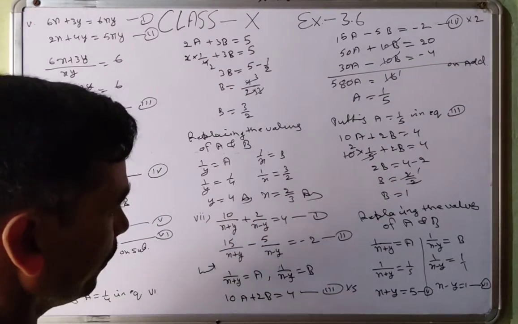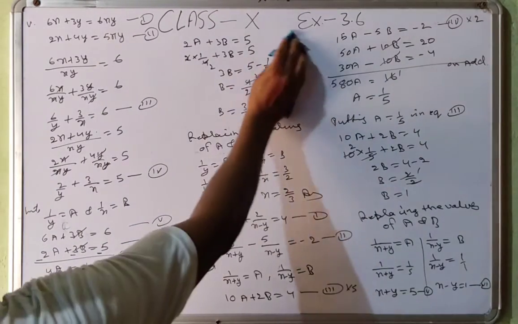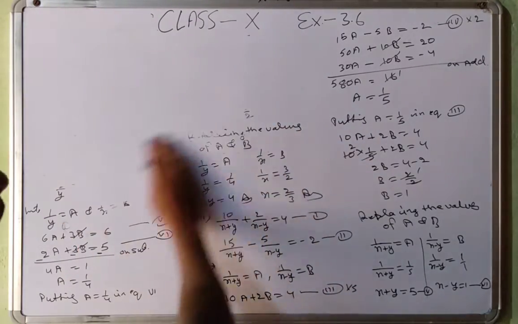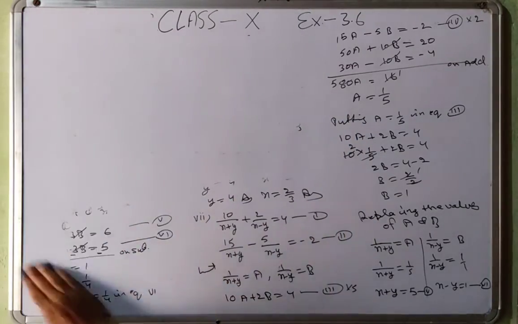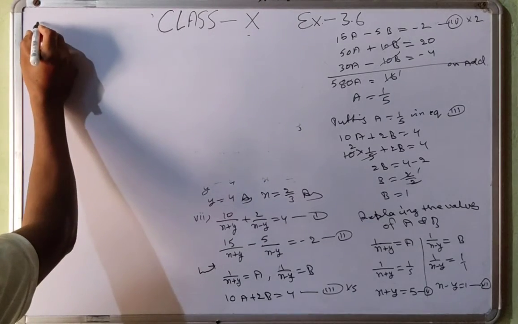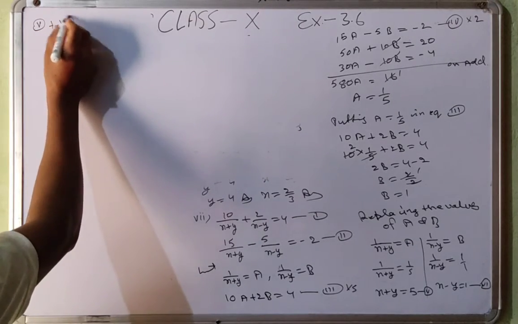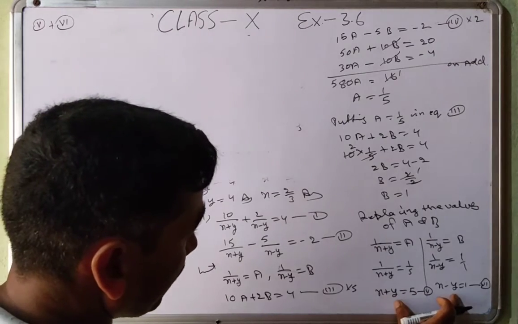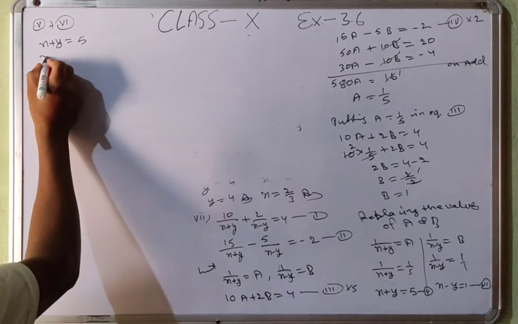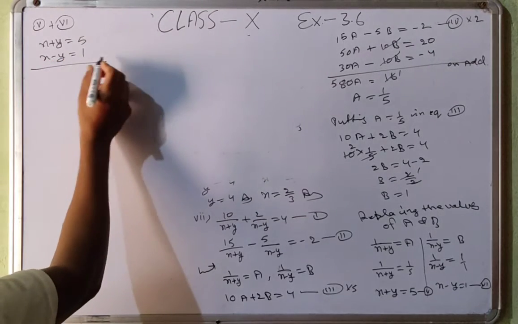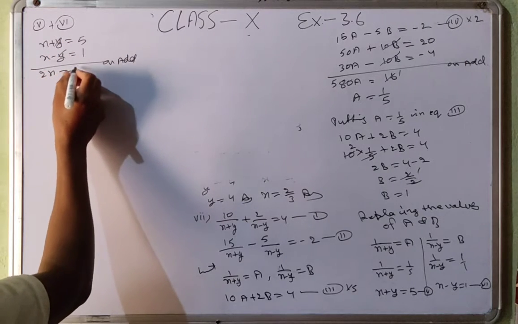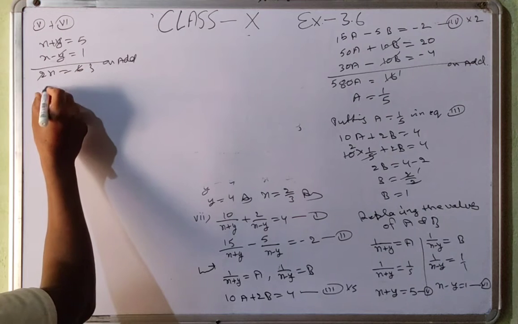Now here the equation 5th and 6th are there. So we will do here equation 5th plus equation 6th because already sign is changed here, see that. So x plus y is equal to 5, x minus y is equal to 1, on add, this is the cancel. So 2x is equal to 6, so 2 threes are 6. So x is equal to 3.